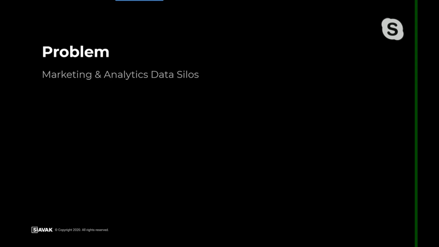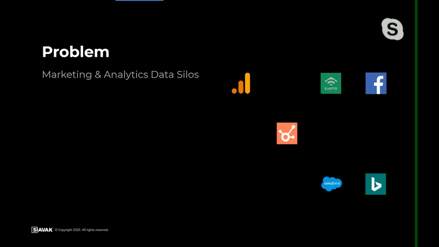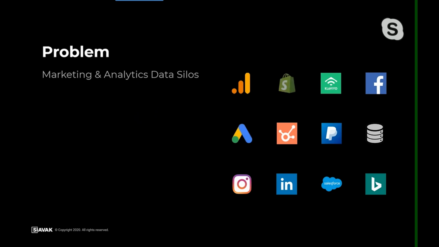So let's start with the problem. Marketing and analytics data are in silos. They are in Google Analytics, HubSpot, Salesforce, Bing, etc. Any other tool that you're using. Your data are right now in these tools, your internal data sets included.